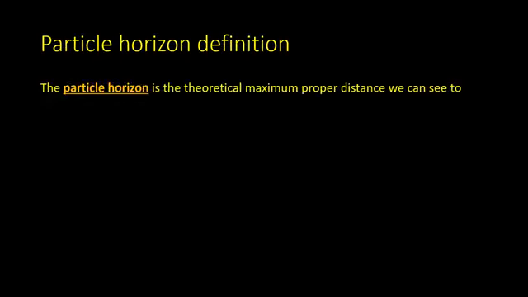Now we come to the definition of the particle horizon. The particle horizon is a theoretical maximum proper distance we can see to. Sometimes it's called the cosmological horizon.